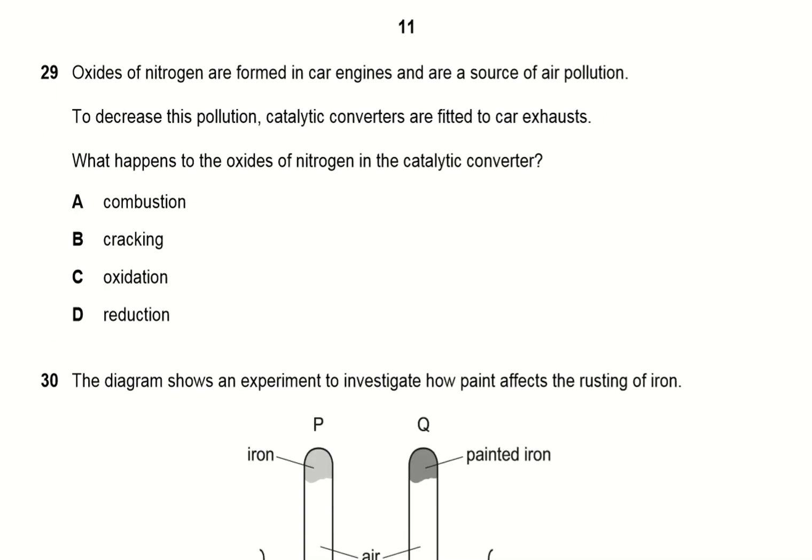Now question 29. Oxides of nitrogen are formed in car engines and are sources of air pollution. To decrease this pollution, catalytic converters are fitted to car exhaust. What happens to the oxides of nitrogen in the catalytic converter? So an understanding of the catalytic converter is very important. How is the oxide of nitrogen formed? Nitrogen first reacts with oxygen to form nitrogen oxide, or you can form nitrogen dioxide. The equation is not balanced, just use that as an illustration.